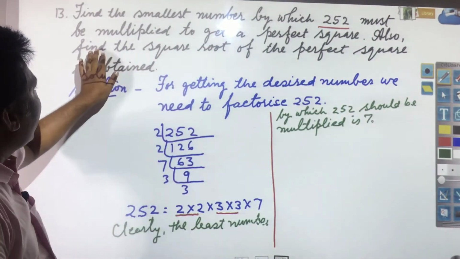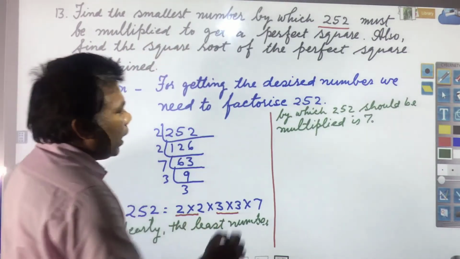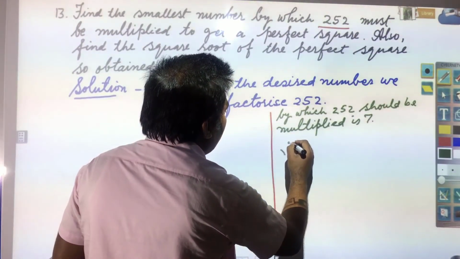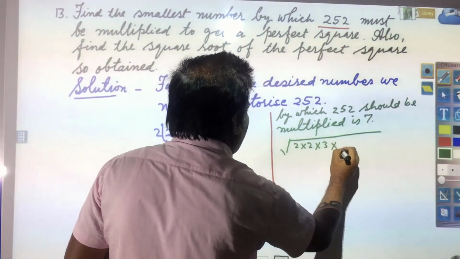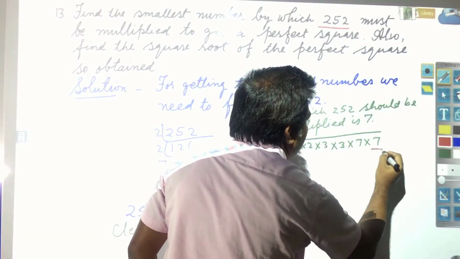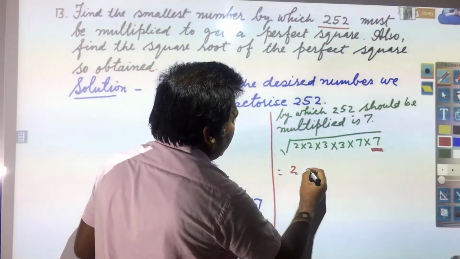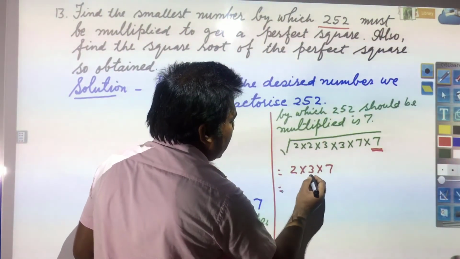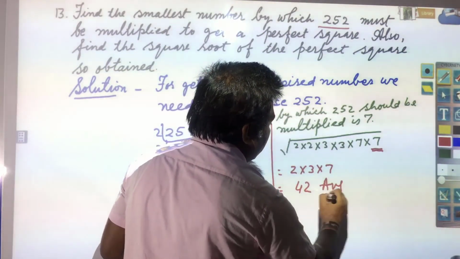Now, find the square root of the perfect square so obtained. Your square root so obtained will be 2 into 2 into 3 into 3 into 7 into 7. This number you have added yourself. Now, you find out the square root of this. You will get 2 into 3 into 7. It means 2 3 ja 6, 7 ja 42. This is your answer.